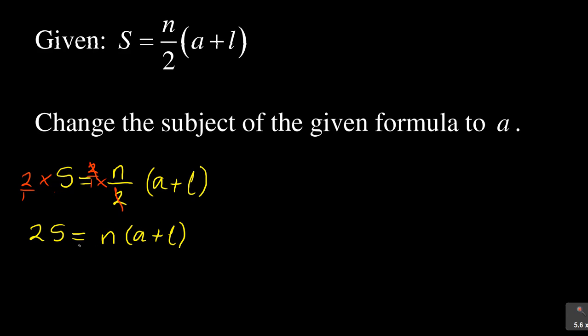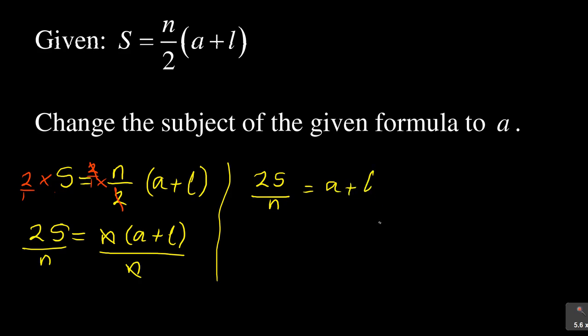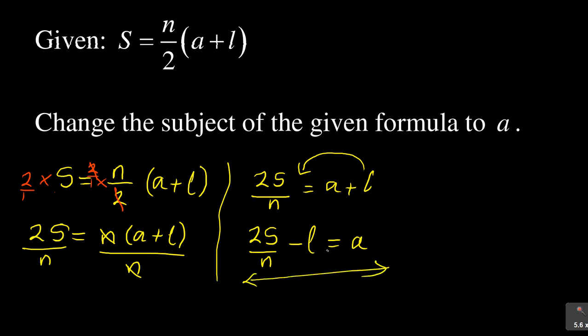So you can see that it is better now to work with everything being flat without the fraction part. Now I'm interested in making a the subject of the formula. So because n is multiplying, I can actually divide both sides by n, so that I can simply have now 2s over n is equal to a plus L. When I've done that, the L can jump the equal sign, so I've got 2s over n minus, because it was positive, it became a negative, minus L is equal to a. So this is how I could have managed to make my a the subject of the formula.